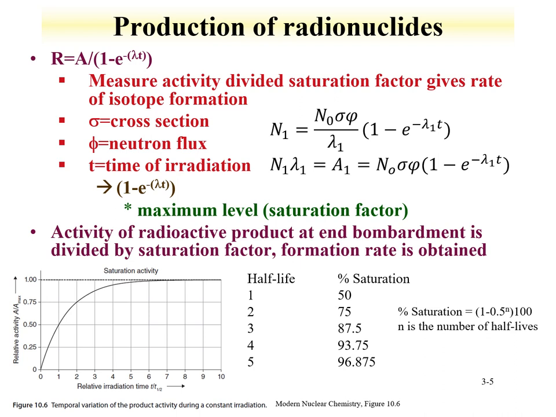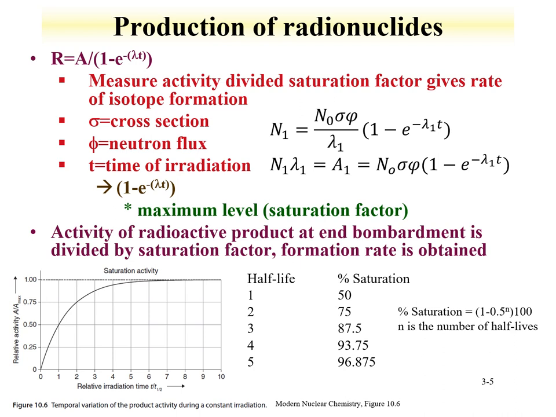And all we need to do is rearrange this equation. The activity of isotope 1 is equal to the initial amount of target times the cross-section times the flux, same equation as we used in the previous page, multiplied by 1 minus e to the minus lambda 1 t. So this is the decay constant of the isotope that you're producing. This term, 1 minus e to the minus lambda t, is called the saturation factor. And it gives you an idea of where you're going to reach a maximum level.